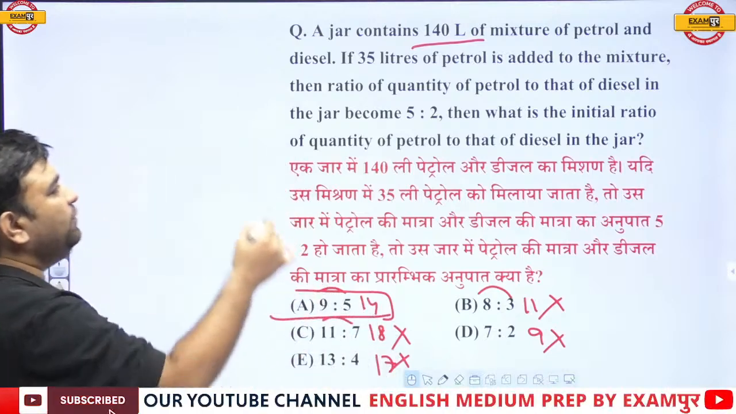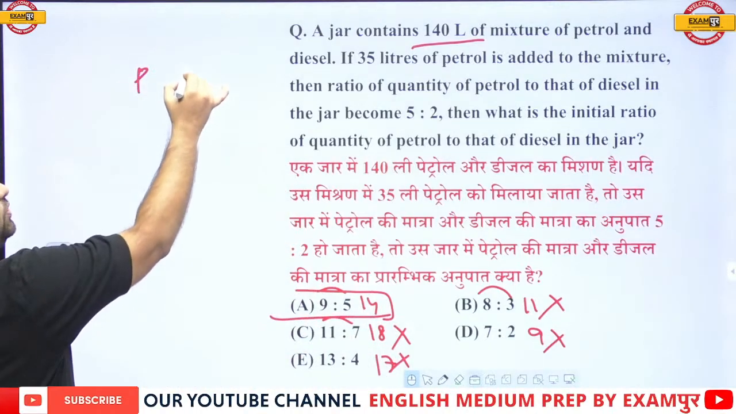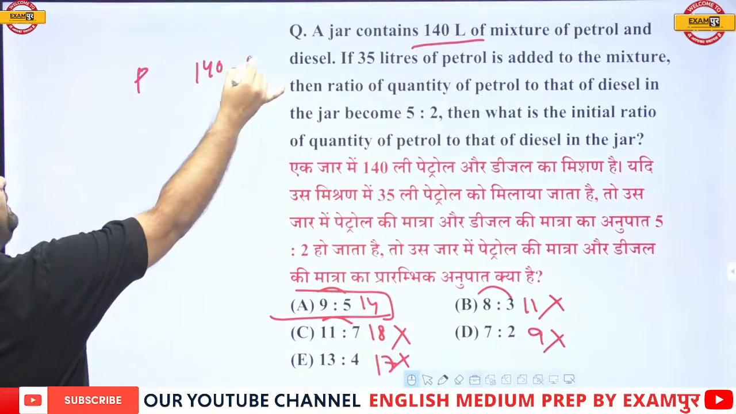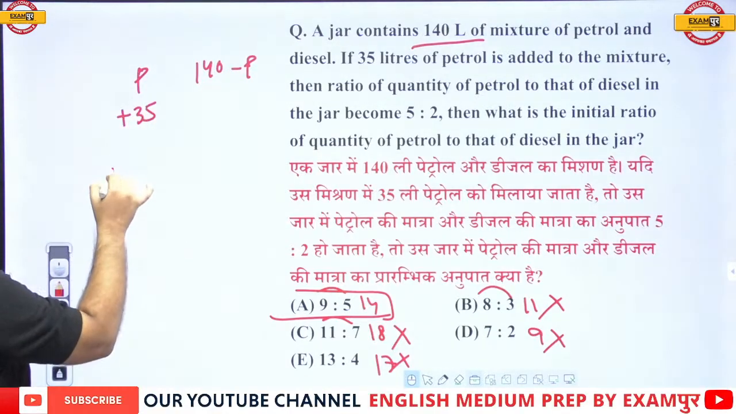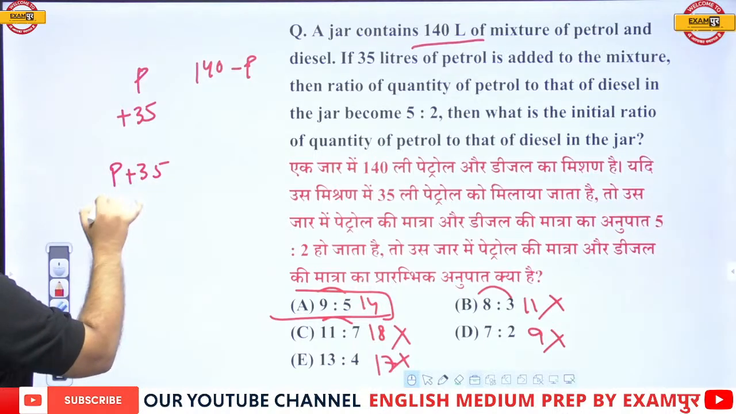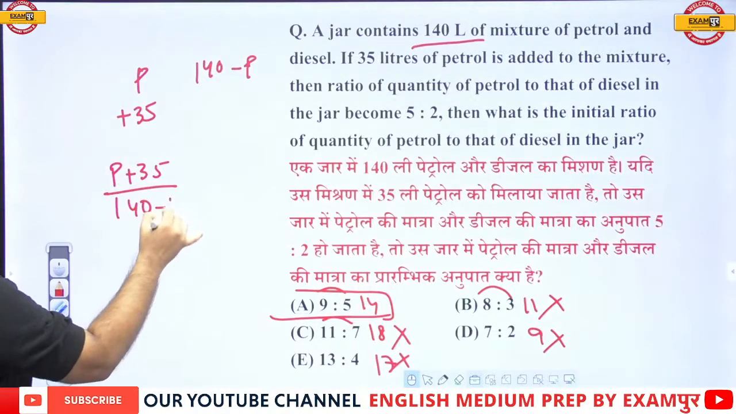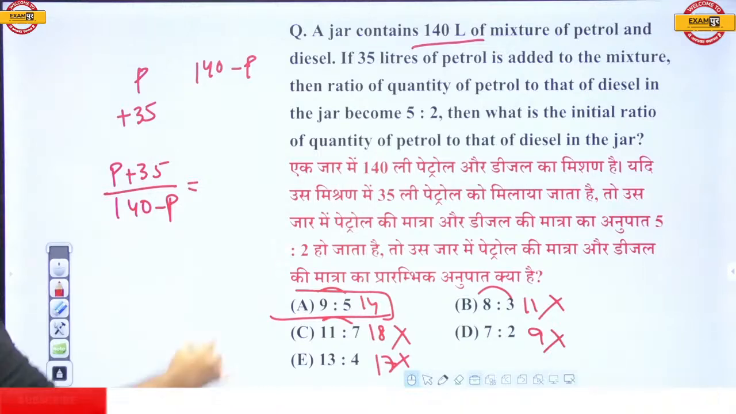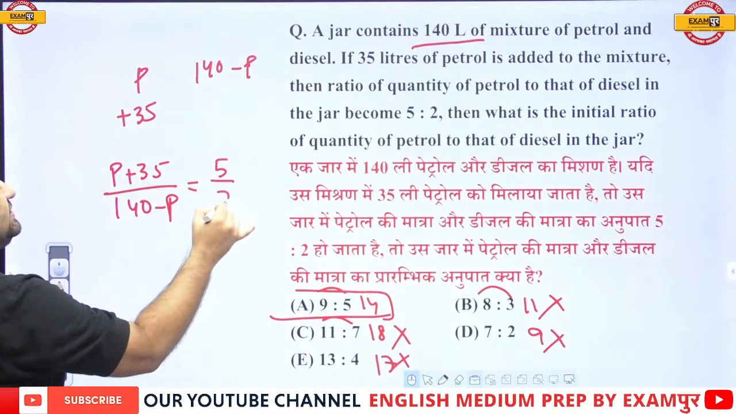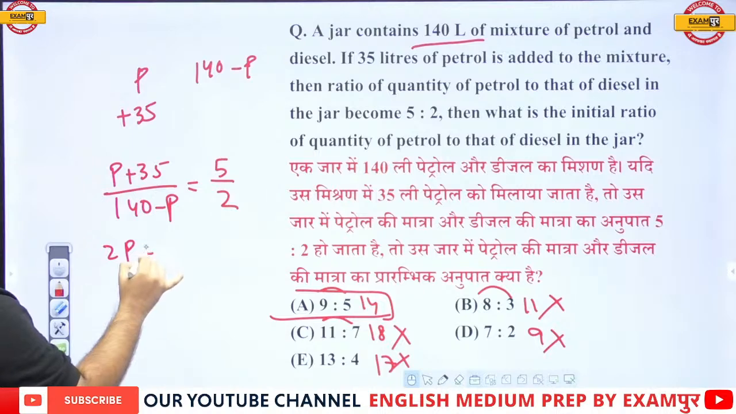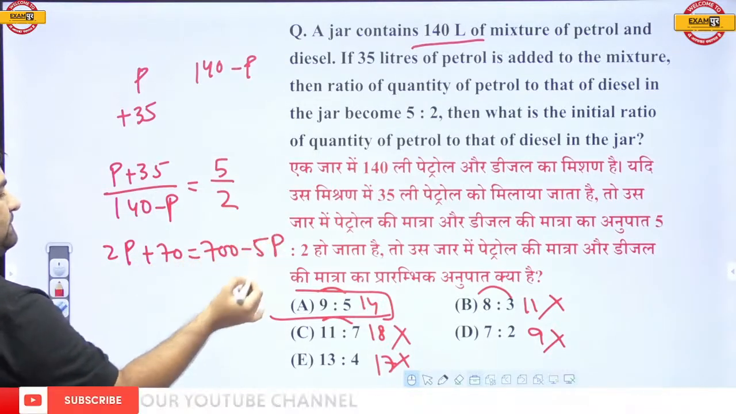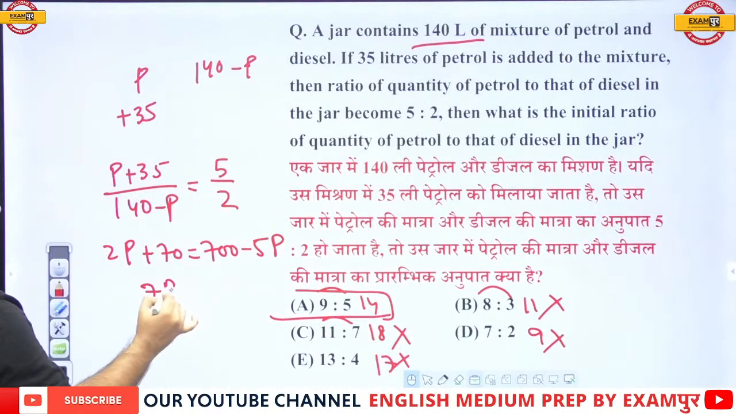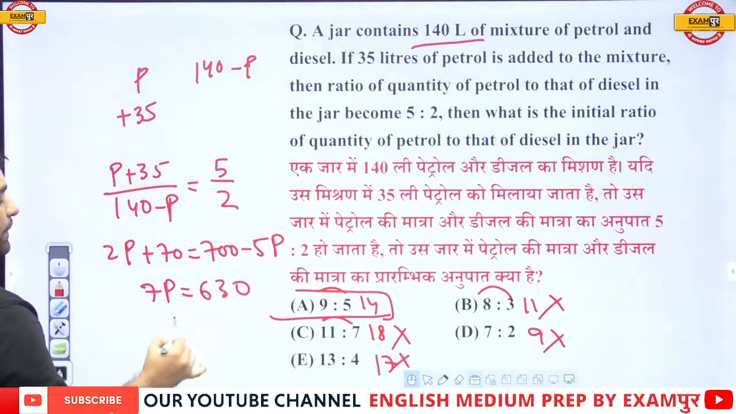For them the answer would be: let the petrol be P. So diesel would be 140 minus P. Now you are adding the petrol, so P plus 35, and diesel is 140 minus P. And now their ratio has become 5:2. So 2P plus 70 is equal to 700 minus 5P. Take this over here. 7P is equal to 630. Petrol is 90.